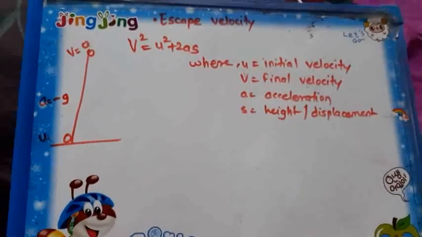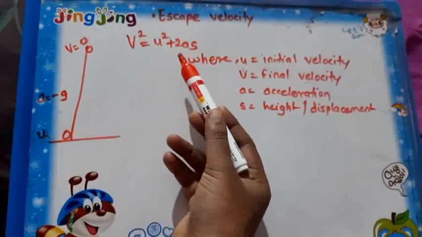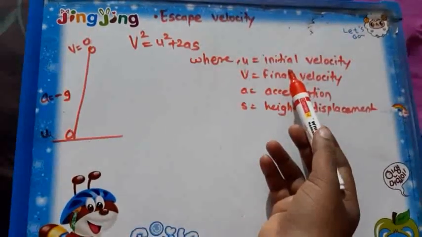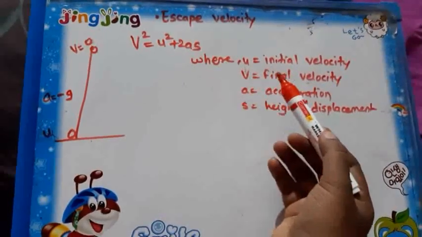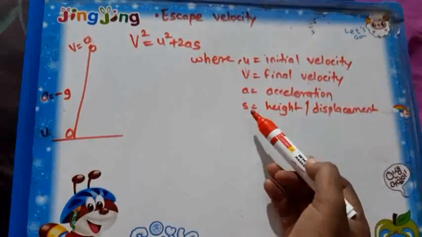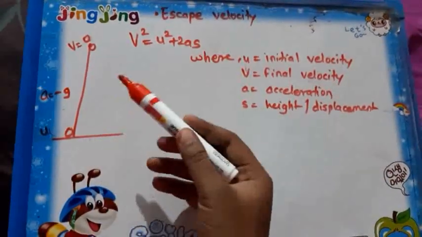Newton's third equation is given as v square is equal to u square plus 2as, where u is equal to the initial velocity of the object, v is equal to the final velocity, a is equal to acceleration, and s is equal to the height or displacement of that object.